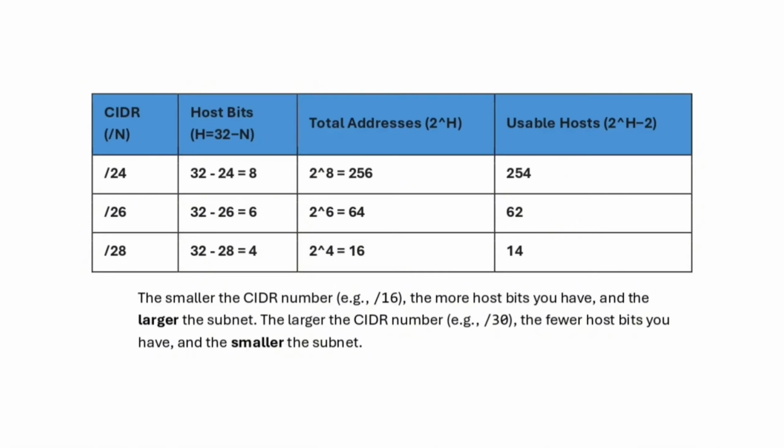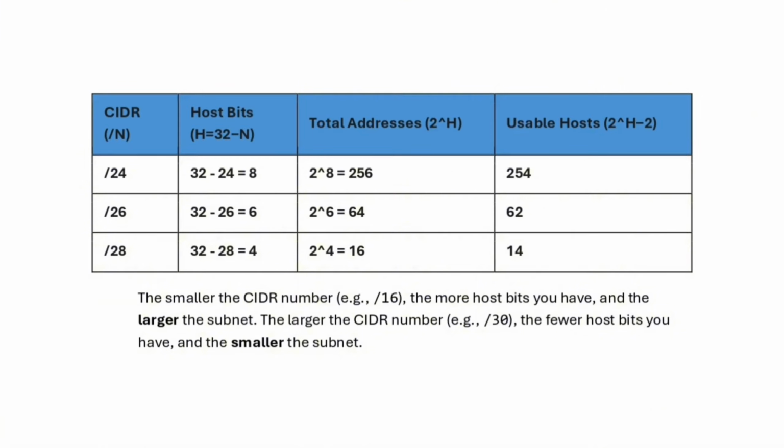So the table shows the CIDR slash n. If it is slash 24, the host bits would be h equals 32 minus 24, which is 8. Then 2 power h, where h is what we got from the host bits, 2 power 8, equals 256. So total addresses is 256, and minus 2 of that would be usable hosts, which is 254, and so on for other CIDR notations as well.